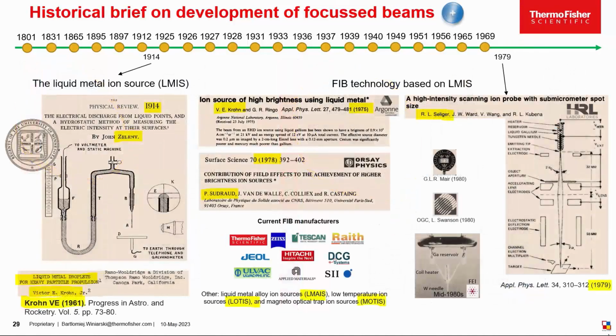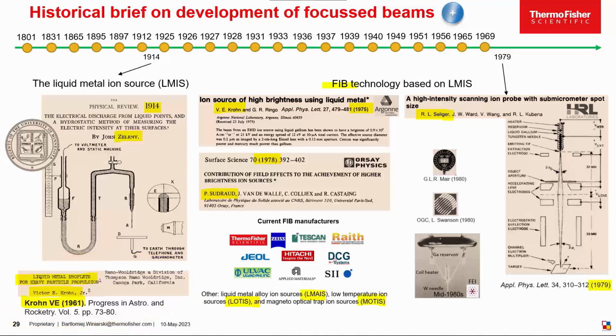Let me move on and have a closer look at the ion beam forming technologies. First, the liquid metal ion source, or LMIS. The first publication is dated in 1914 by John Zeleny from the University of Minnesota. He published a paper on electrical discharge from liquid point. In 1961, Krohn published work on liquid metal droplets for heavy particles propulsion for application in outer space.